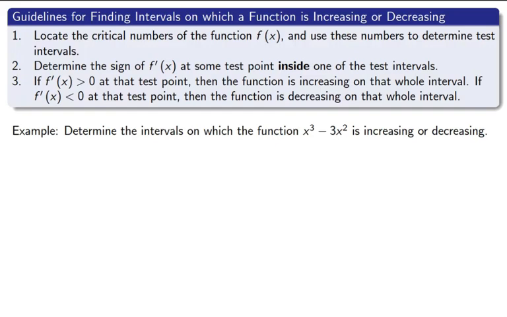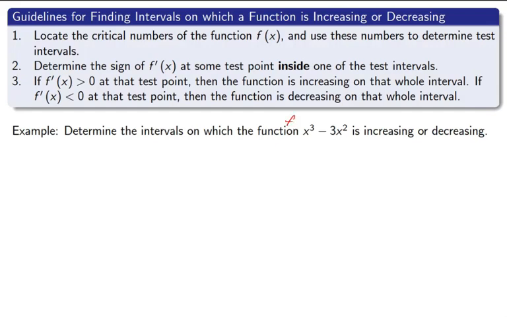We'll look at the critical numbers, and what we're going to do is create intervals around them. We'll check a test point inside those intervals, and then simply say, is the derivative positive or negative? If the derivative is positive, it's increasing. If the derivative is negative, it's decreasing. Let's do an example to solidify this.